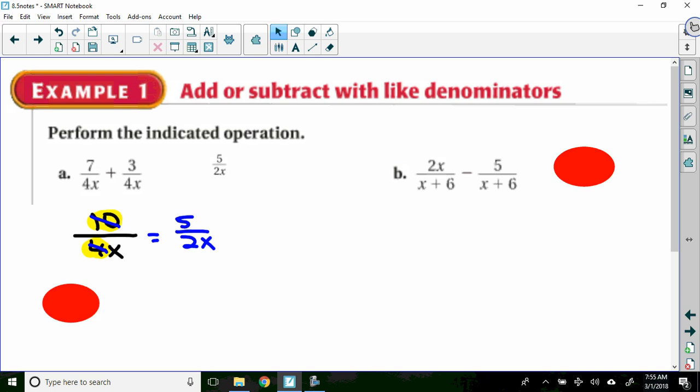So if we divide it by 2 there, we get 5 over 2x, and that's it. Part A, we cool with that one?